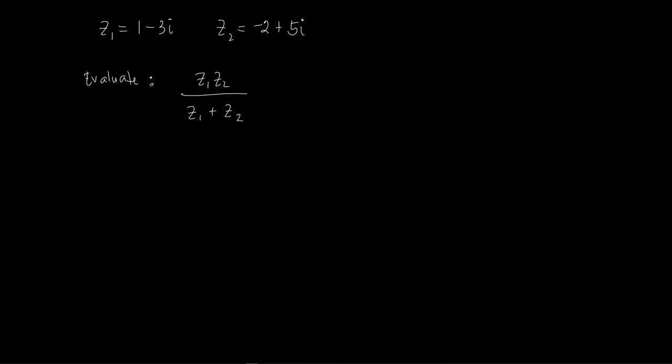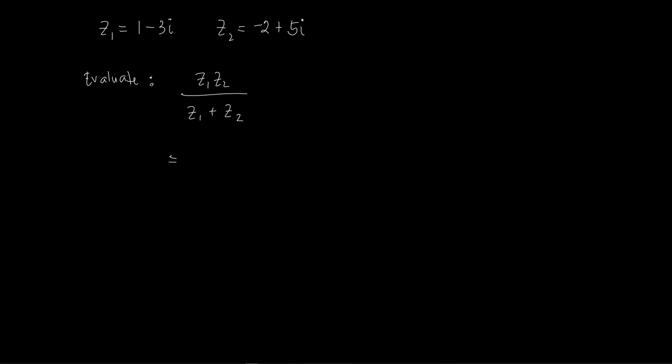Ang numerator kay, multiply daw ang Z1 og Z2, ang denominator kay, i-add ang Z1 og Z2, tapos i-divide sila. Sa sagol na tanan, addition, subtraction, multiplication, pwede siya division. So, ang saya-saya. Okay, so, ano man lang na to, no?